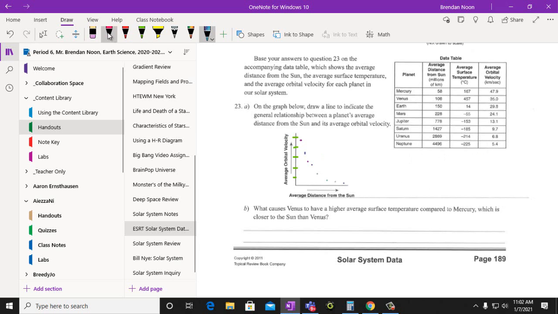Then we're going to take this color and draw the line through them. And that's what we get. So that's what your graph should look like.